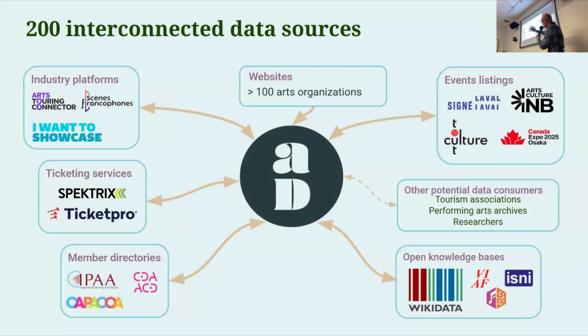So this is a bit of a diagram outlining the kind of data sources in Artsdata. So we have almost 200 interconnected data sources that are connected to one another via Artsdata. We have industry platforms that are storing information about touring shows. We have ticketing services. We have membership directories, including Gepago's own directory, but also a bunch of other membership directories. We have websites. We're calling websites as well and loading their data in. This data is being provided to events listings, who then return some of their data back to Artsdata.